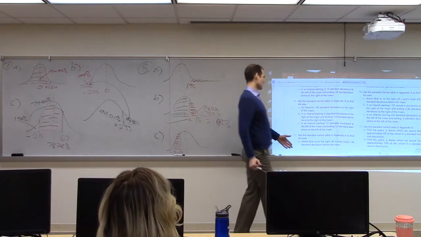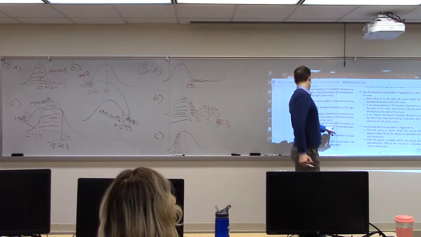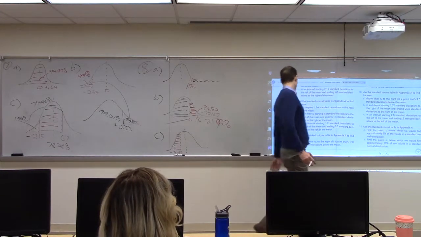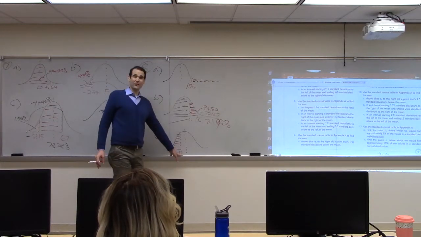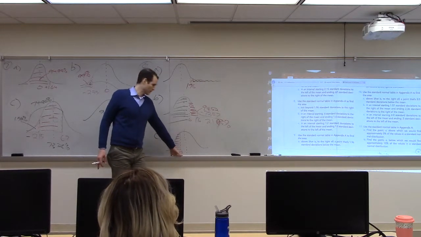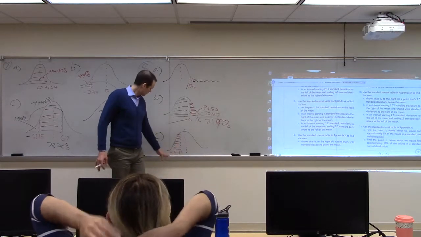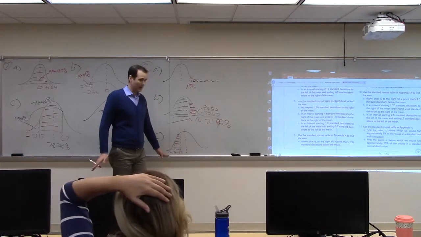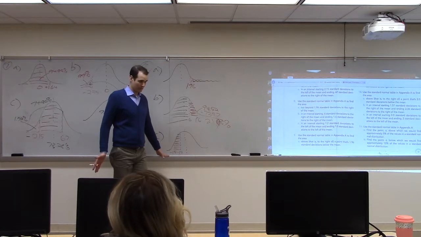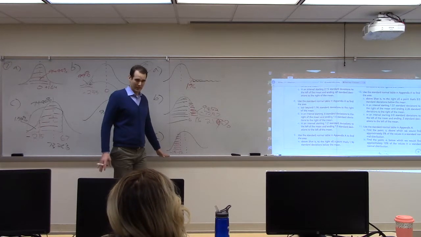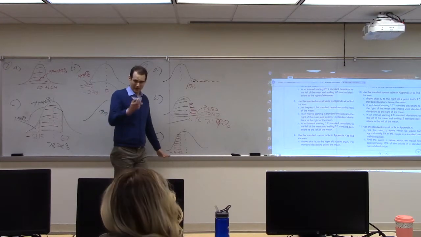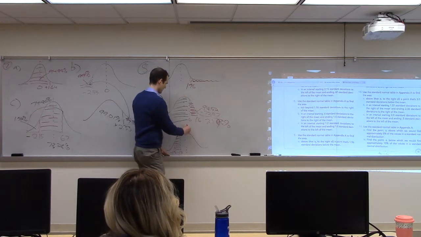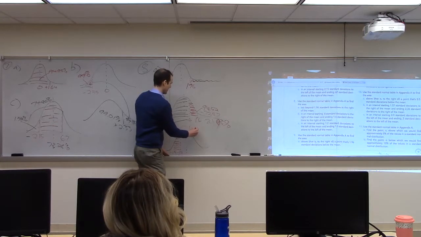Last one. The interval starting 1.2 standard deviations to the left and ending 1.5 standard deviations to the left. So to the left means negative. Correct. This one's a little complicated because we've got two negatives. Do you want the final answer? Final answer: 4.83. Do we all like 4.83%?